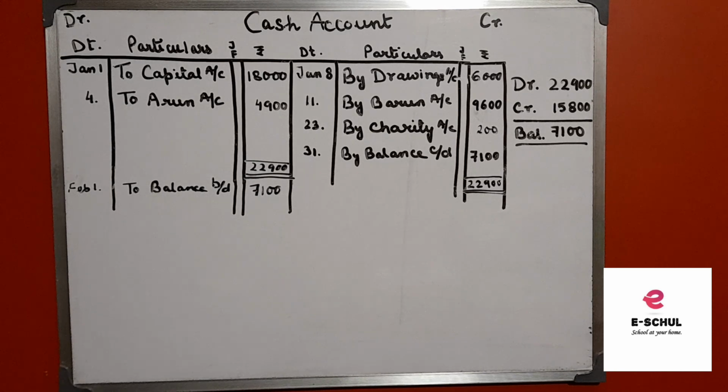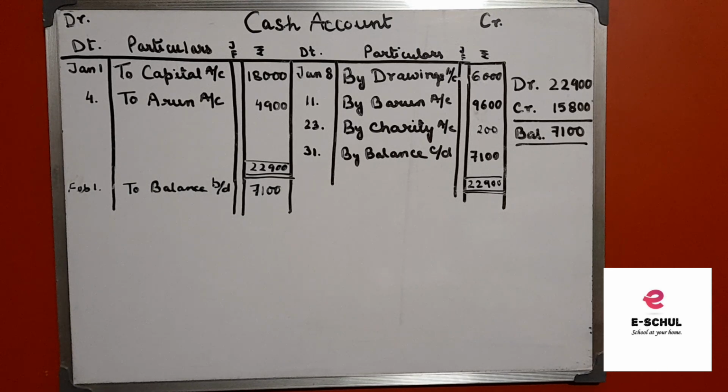Then coming to the next journal, January 8, the journal was drawings account debit to cash. So I have posted it as "by drawings account", rupees 6,000.